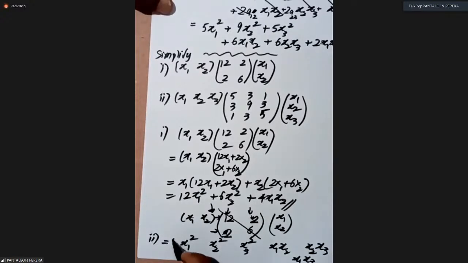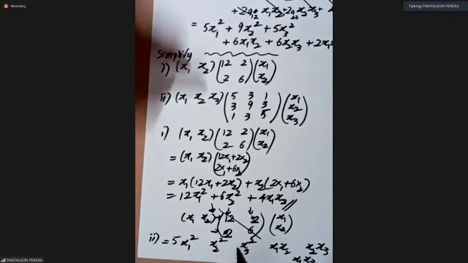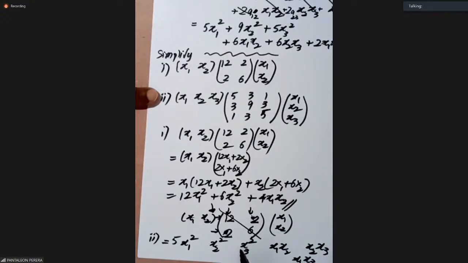Yes, 5. What about this one? x3 squared. If you multiply this one, what did you get? Here. Right, 5. Correct. What about this number? 9. Yes, good.